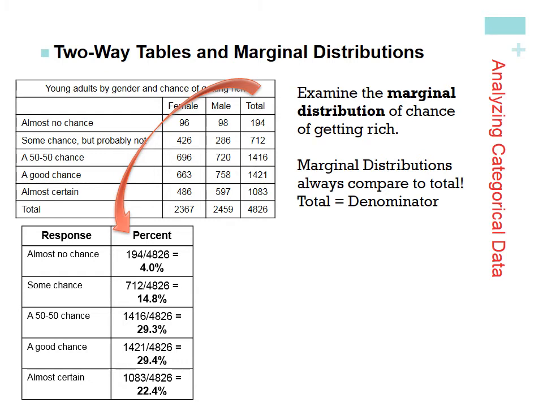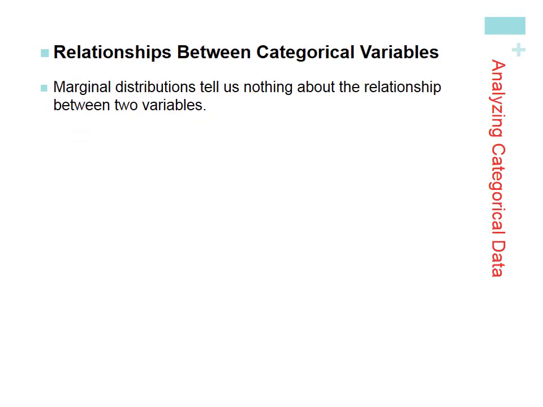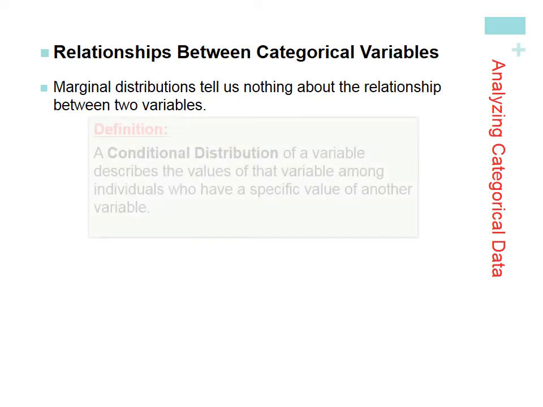So that's much easier to take a look at that distribution and say, what percent of people think that they're going to get rich? Then what you can do is take that and create a bar chart out of it. Once again, notice the labels and the scales. So we have the labels here of all of my values of the variables, and then here we have the percents. So marginal distributions actually tell us nothing about the relationships between two variables. They only tell us about the relationship to the total.